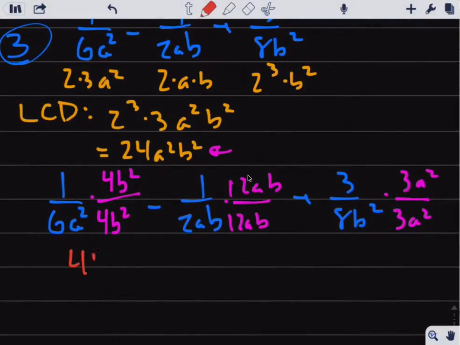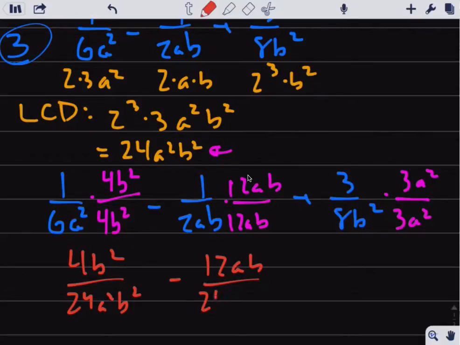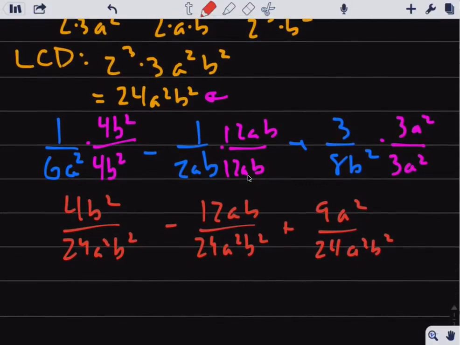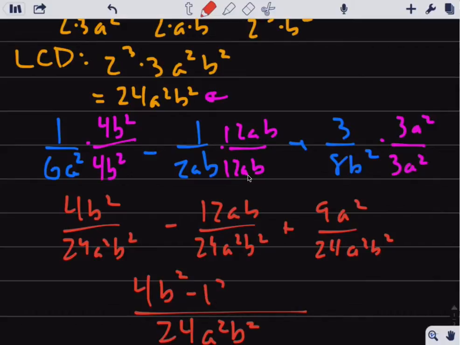All right, so that's 4b squared over 24a squared b squared minus 12ab over 24a squared b squared plus 9a squared over 24a squared b squared. And I put all that together. And so I get one denominator, 24a squared b squared. On top, I get 4b squared minus 12ab plus 9a squared.